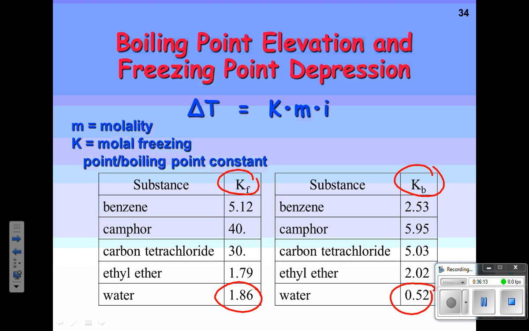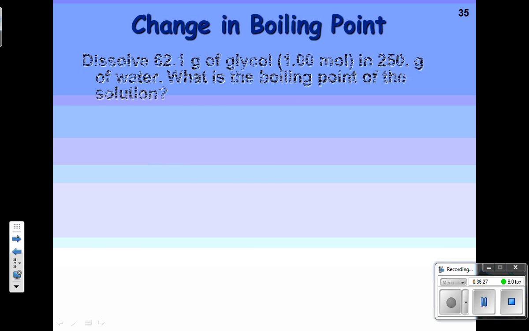So this sort of explains it right here. m is molality, K is a molar freezing point constant. So depending on if I'm worried about the freezing point or the boiling point depends on which one I use. Okay? All right. And I highlighted them too. Okay. All right. Change in boiling point.